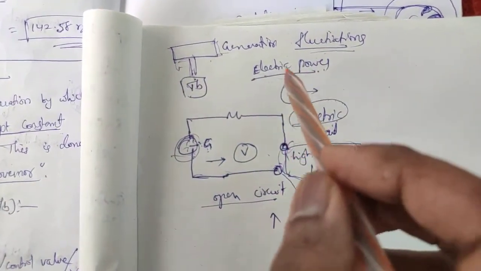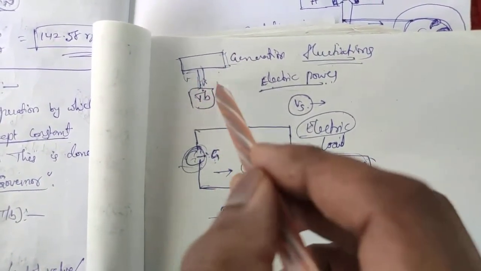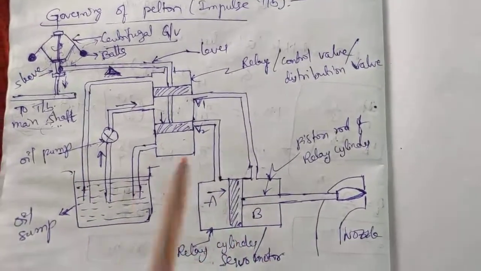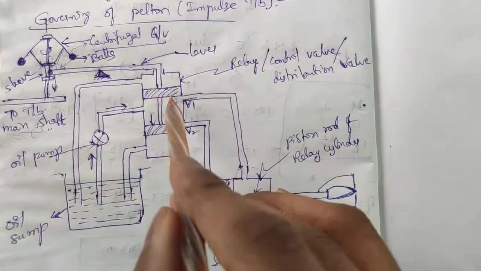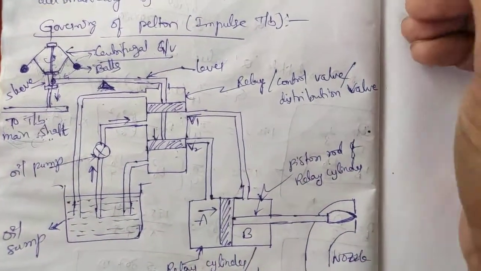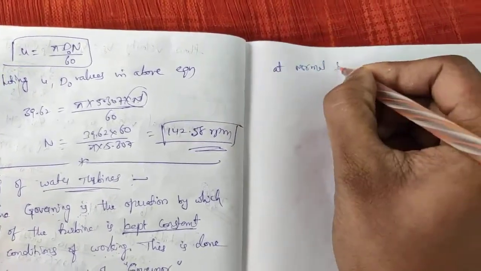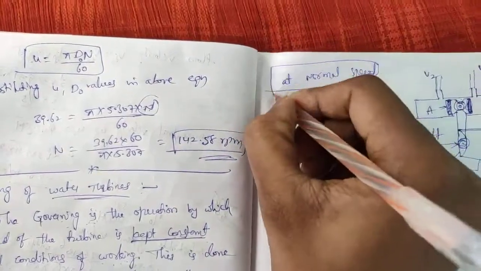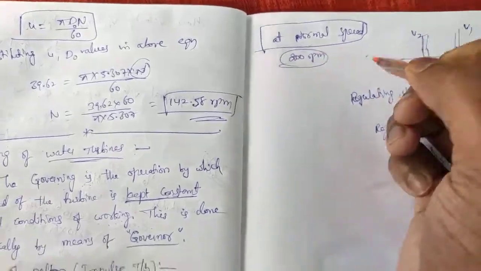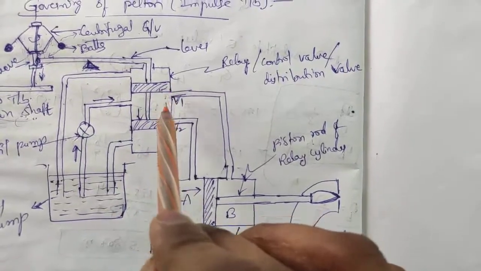How do we maintain constant speed of the turbine shaft in the power plant? Let us see. This is the diagram of the governing system. The position of these pistons in the cylinders is at normal speed. Suppose we assume normal speed is 200 rpm. At normal speed, the positions of pistons in the cylinder are like this.